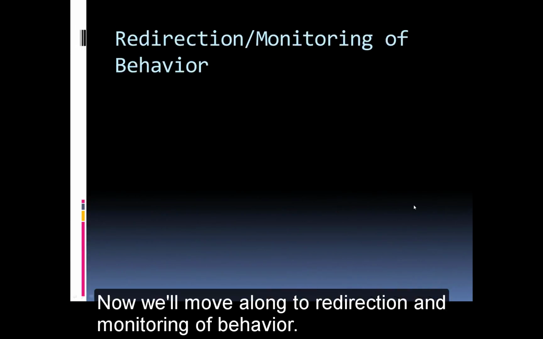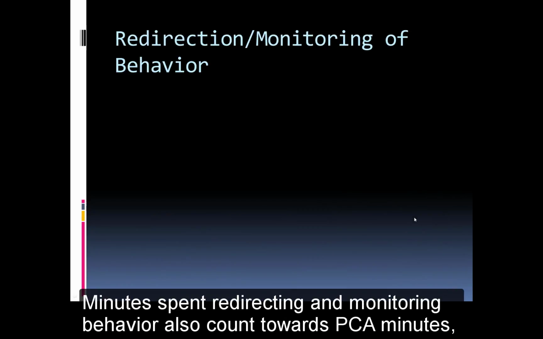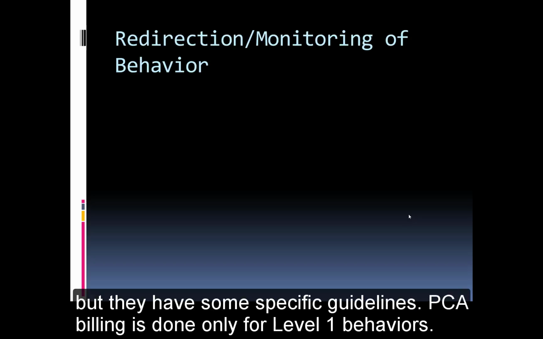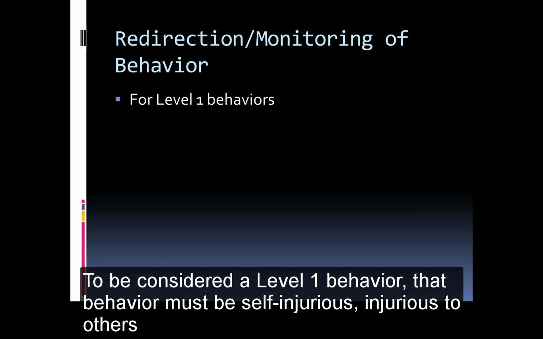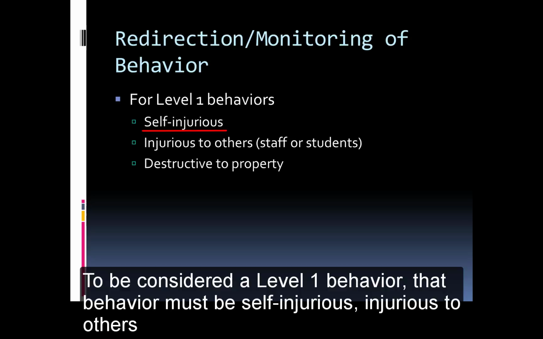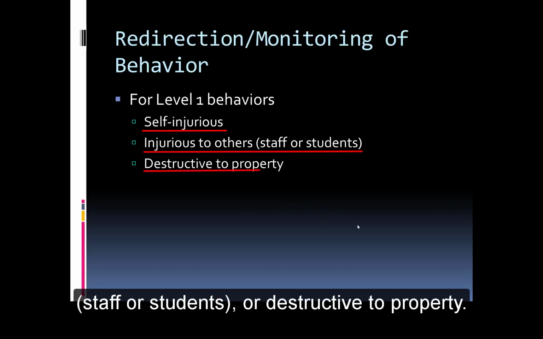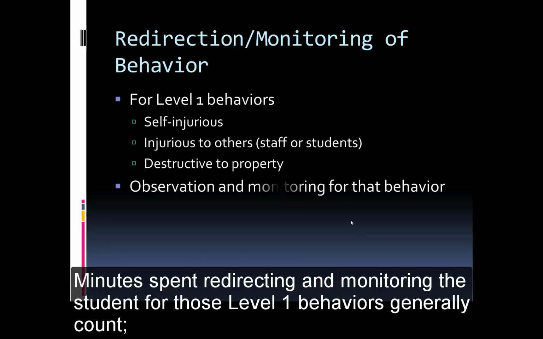Now we'll move along to redirection and monitoring of behavior. Minutes spent redirecting and monitoring behavior also count towards PCA minutes, but they have some specific guidelines. PCA billing is done only for Level 1 behaviors. To be considered a Level 1 behavior, the behavior must be self-injurious, injurious to others, staff or students, or destructive to property. Minutes spent redirecting and monitoring the student for those Level 1 behaviors generally count.